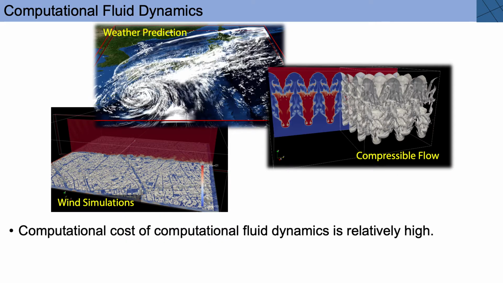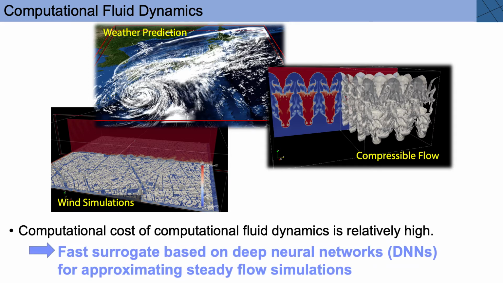Computational fluid dynamics is an important application in the field of HPC. Since CFD applications are based on many computations on grids, meshes, or particles, it is well known that the computational cost of CFD is relatively high and CFD applications require a lot of computational time. To solve this problem, we use deep neural networks, DNNs, to build a fast surrogate for approximating the large-scale steady flow simulations.